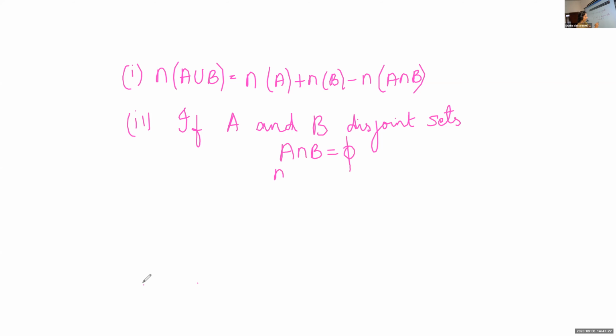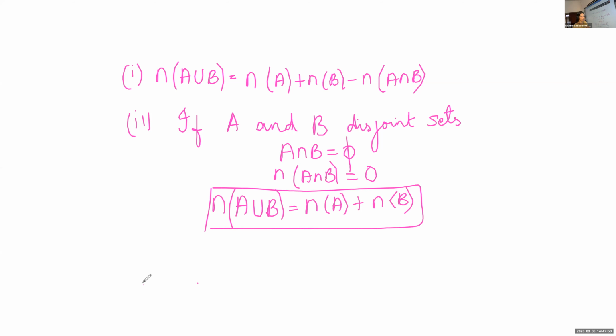So what will be the number of elements in A intersection B? In that case, it will be 0. So in that case, in the same formula, A intersection B will become 0. So the formula will be N of A union B is equal to N of A plus N of B. If A and B are disjoint sets, then N of A union B is equal to N of A plus N of B.